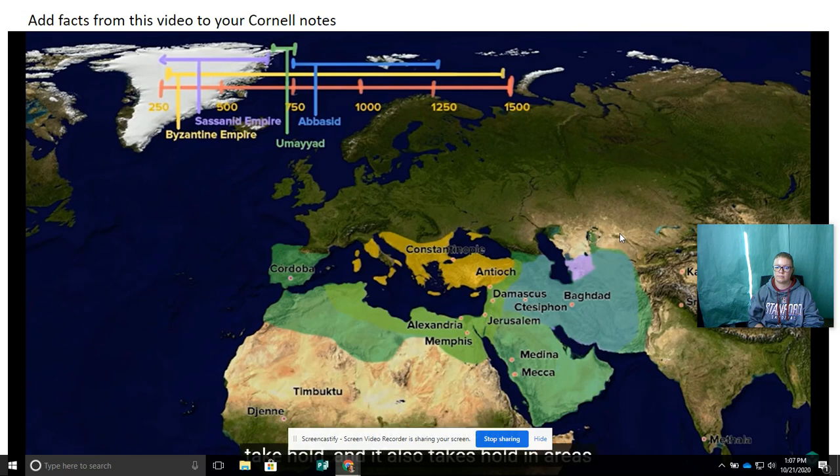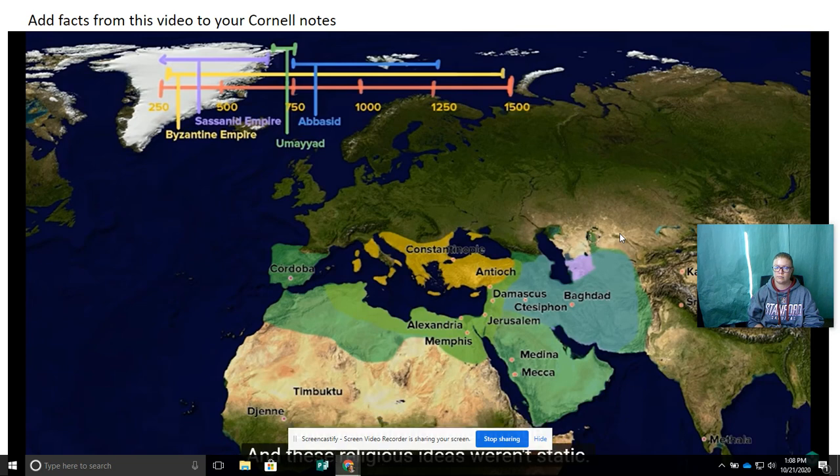And it also takes hold in areas far beyond this empire as well. So certainly the presence of Islamic or Muslim rulers in these areas did affect the culture of these places. But what's more important is the ways in which Islam slowly integrated with some of these cultures. And that happened through trade, through missionaries, and also through pilgrimage routes emanating out from Mecca.